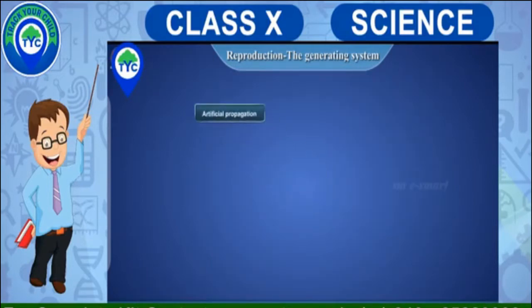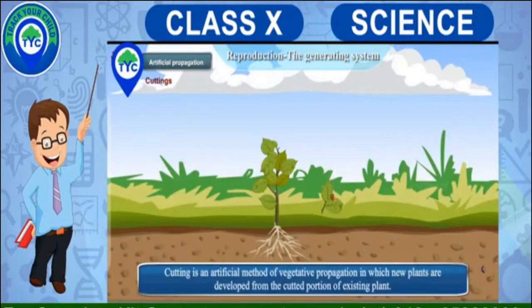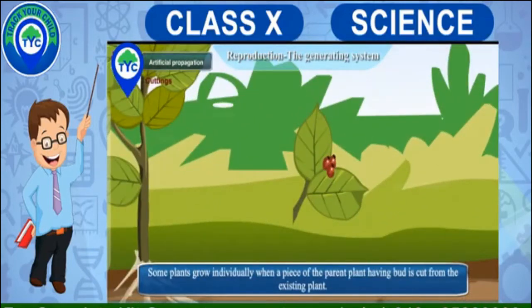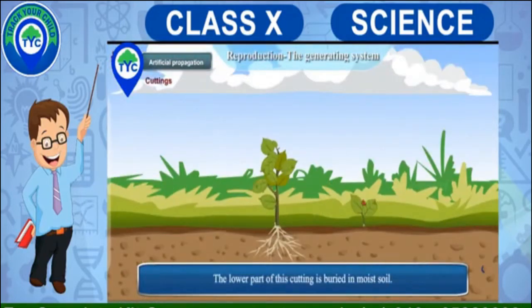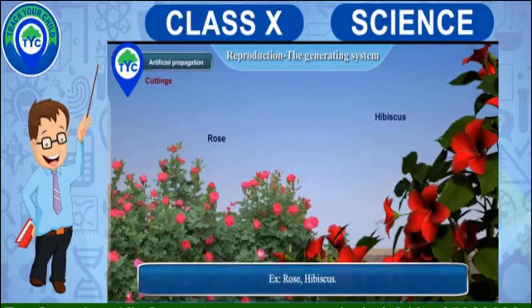Artificial propagation. Cuttings. Cutting is an artificial method of vegetative propagation in which new plants are developed from a cut portion of an existing plant. Some plants grow individually when a piece of the parent plant having a bud is cut from the existing plant. The lower part of this cutting is buried in moist soil. After a few days, the cut parts having buds grow as individual plants. Example: rose, hibiscus.